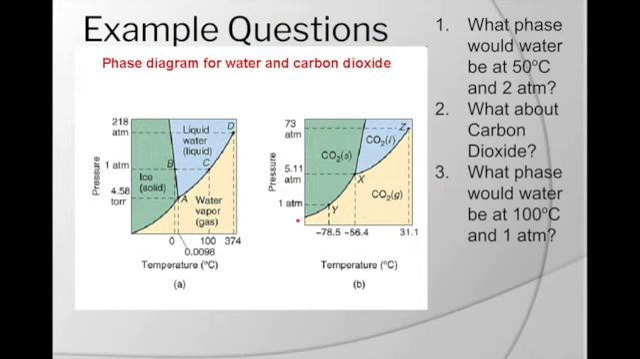Number 3, what phase would water be at 100 degrees Celsius and 1 atm? Here it is on the line in between a gas and a liquid. So there's 2 options for this. It could either be changing from a liquid to a gas, which would be called evaporation, or it could be changing from a gas to a liquid, which would be condensation. I would take either of those answers as a correct answer.